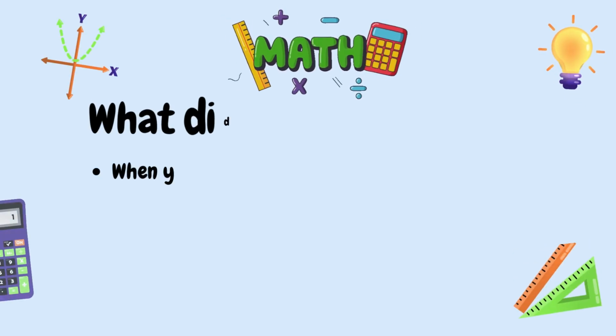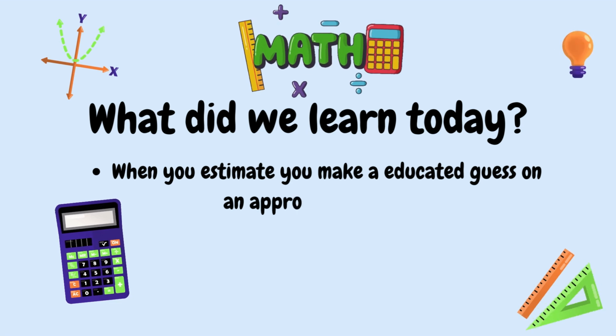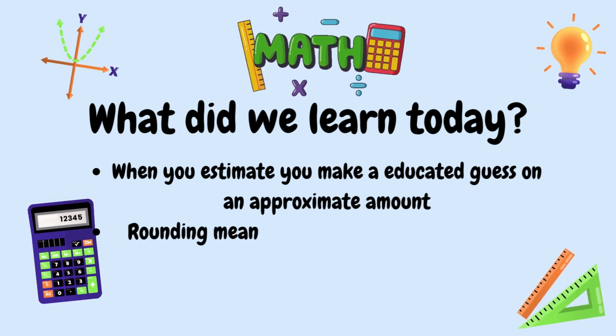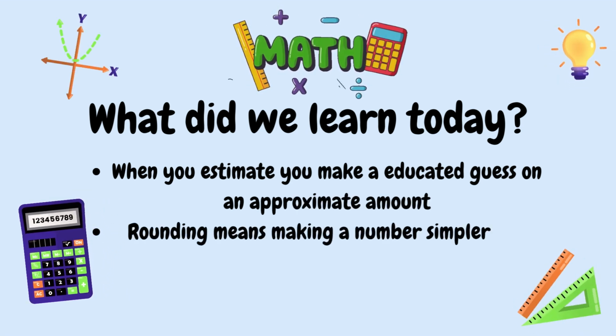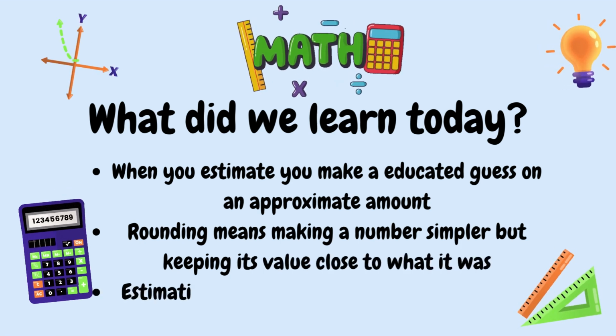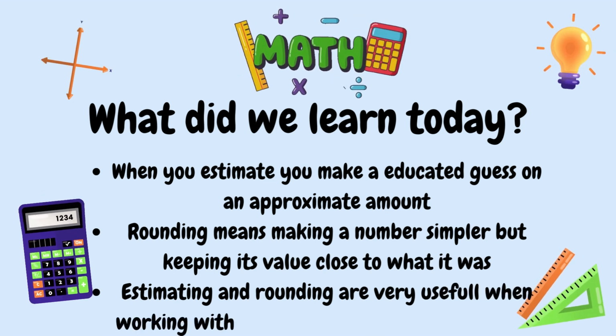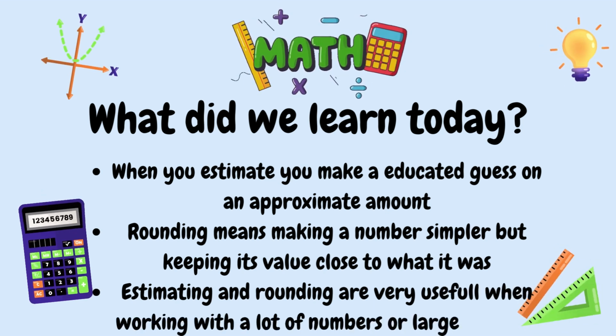So mathematicians, what did we learn today? We learned that when you estimate, you make an educated guess on an approximate amount. We also learned that rounding means making a number simpler by keeping its value close to what it is. And finally, estimating and rounding are very useful when dealing with a lot of numbers or larger numbers.